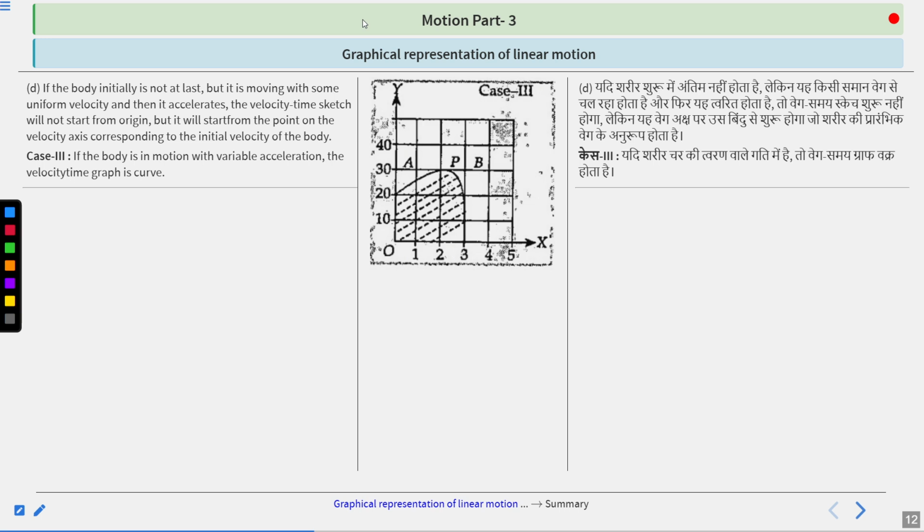Case 3. If the body is in motion with variable acceleration, the velocity time graph is a curve like this one.